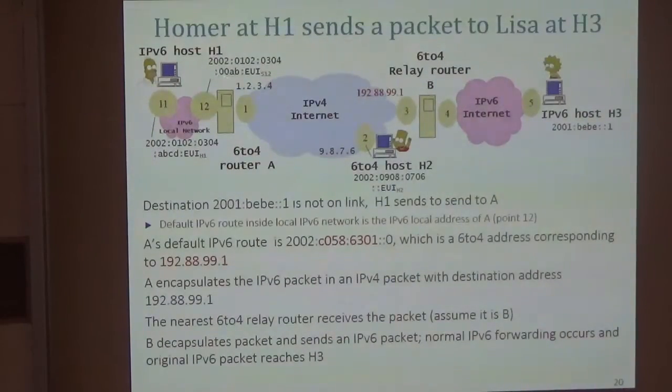Conversely, let's look at how things go from H1 to H3. So if H1 has a packet to send to H3, to this address, then Homer's PC, which is configured with the local subnet mask and everything, like in the Internet Engineering Workshop, will see that this is not on link with me, therefore I need to send to my default router. So it will send to the default router.